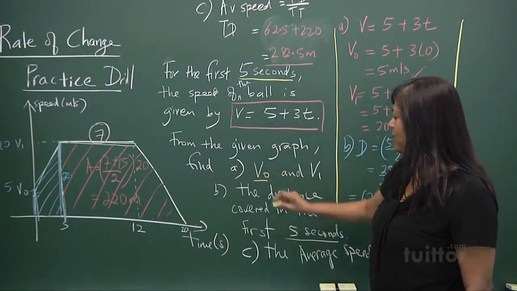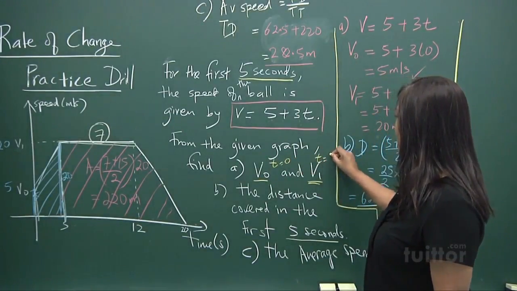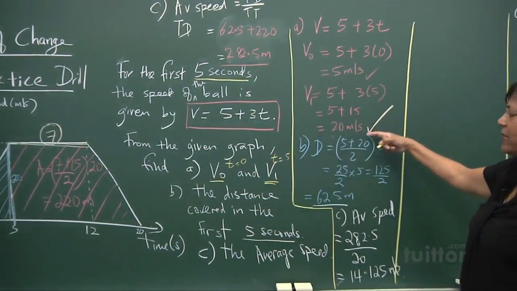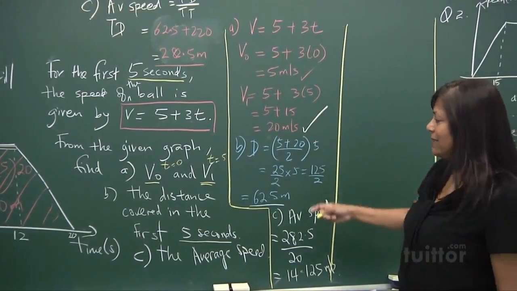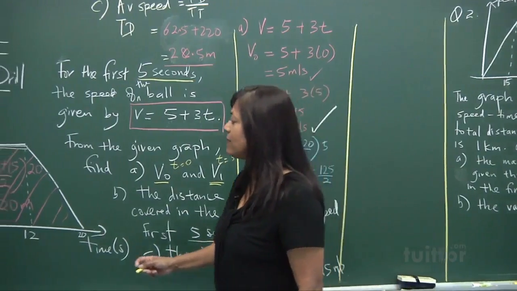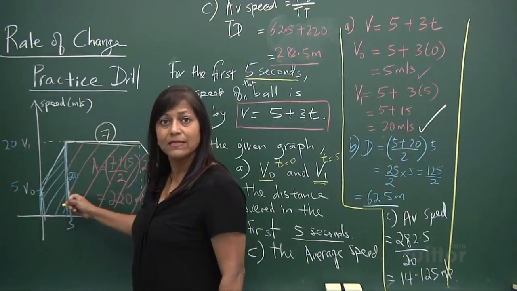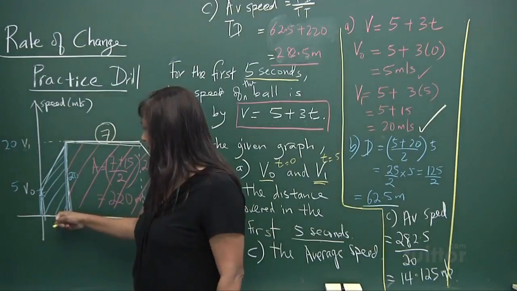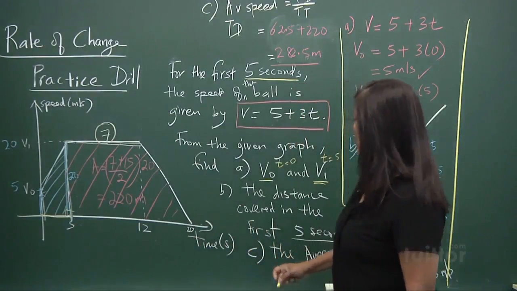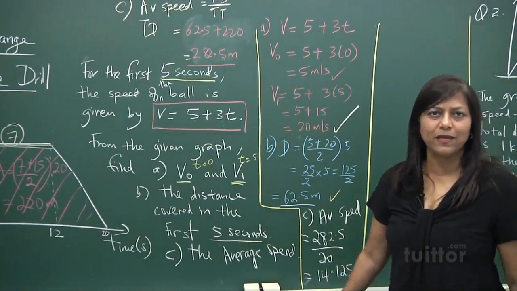And what is the speed when it's V0? V0 means the time is 0, and V1, t is 5. It still qualifies for the formula. We substitute in and we get these answers. The second part is the distance covered in the first 5 seconds. So you know it's a trapezium. And this is 5, 20, add them up, divided by 2, and multiply by this distance. This is the height of that trapezium. Got it? So we've got the distance here. And then the average speed.